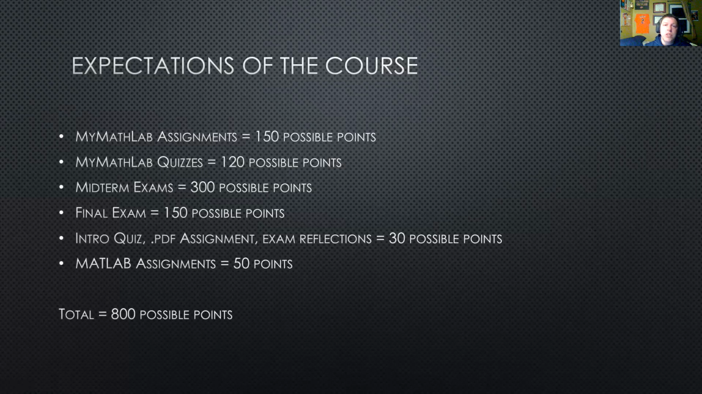And then the grading scale: 90% of 800, which is 720 points or more, would be an A. 640 points, or 80% of 800, would be a B, etc. The grading scale is listed in the syllabus. I will illustrate that in a few moments once we get to that point.